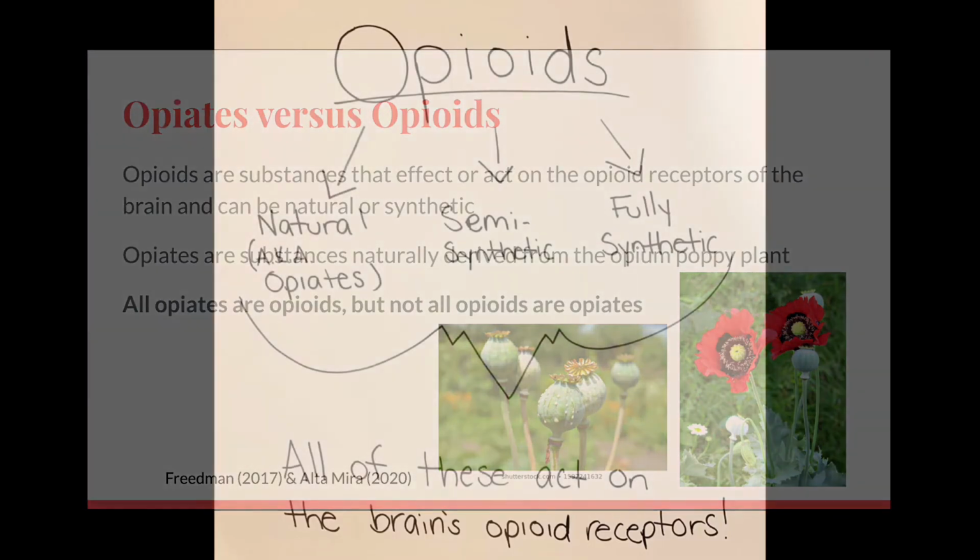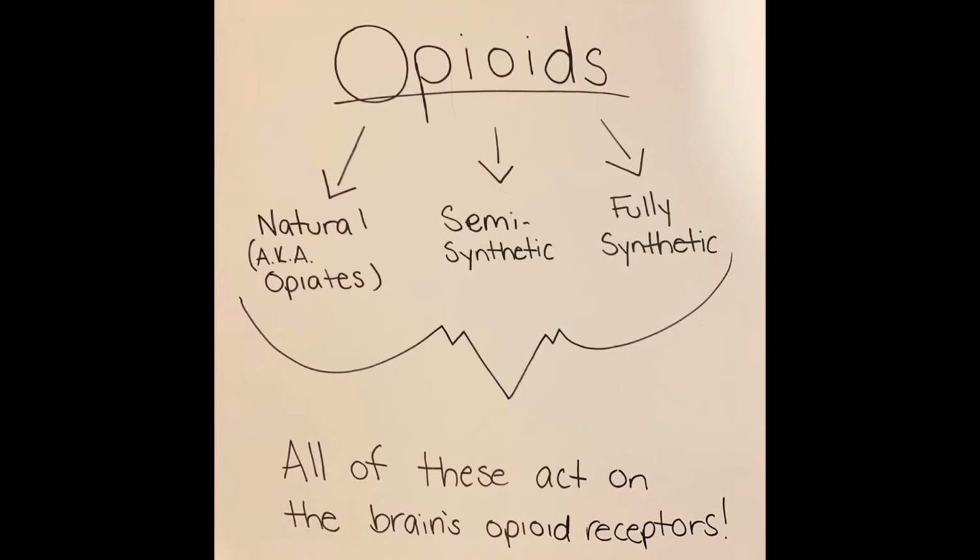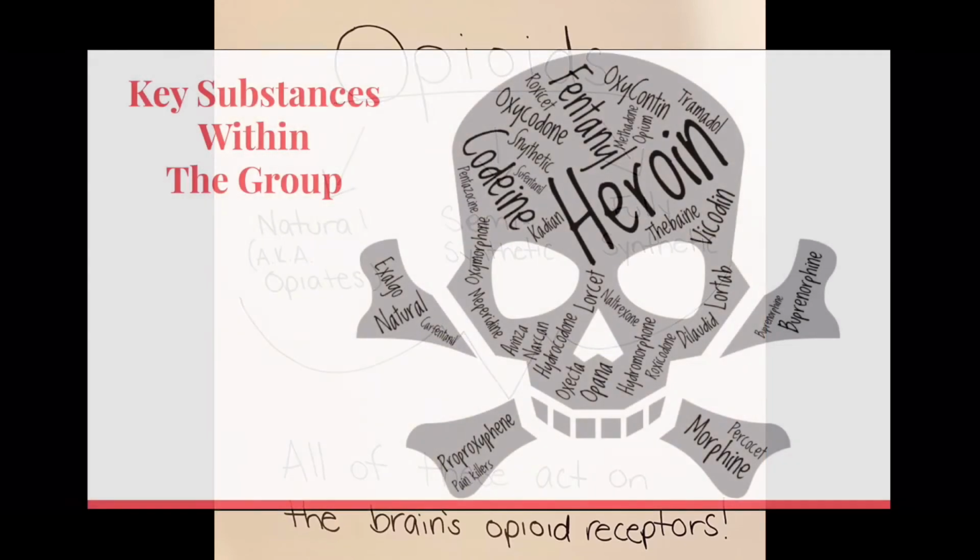Here's a handy little diagram to help you get a visual for what I'm talking about, because I know it's a little confusing to follow since they sound so similar. At the top, you can see that it says opioids, which is the umbrella term for all of the substances in the category. Underneath, the three categories of opioids are natural, semi-synthetic, and fully synthetic substances. Underneath natural, it says also known as opiates. This just indicates that another way to explain opiates is naturally derived opioids. All three categories of opioids act on the opioid receptors of the brain. So all opiates are opioids, but not all opioids are opiates.